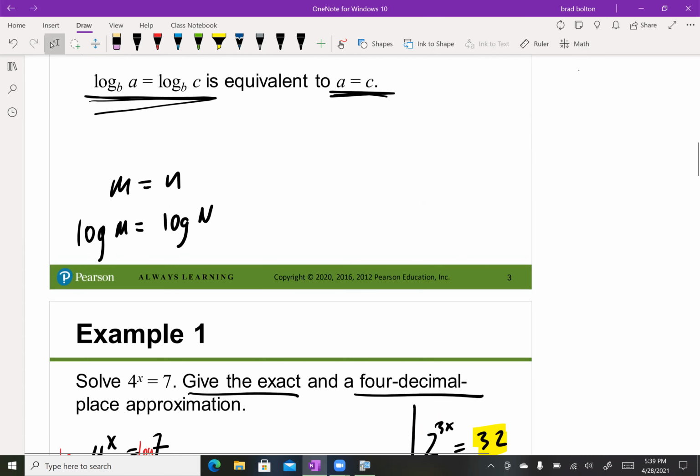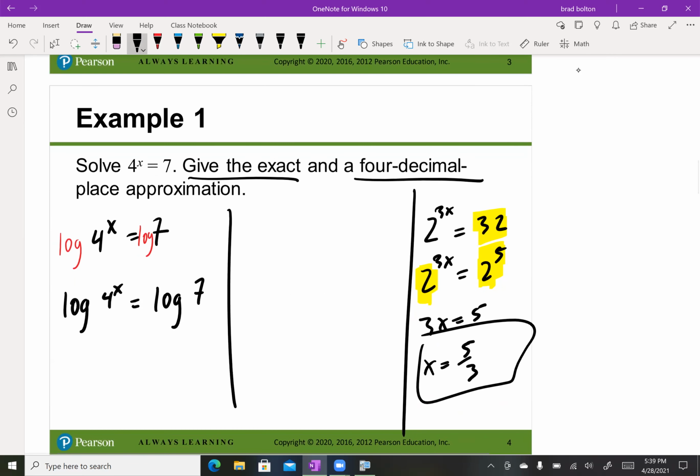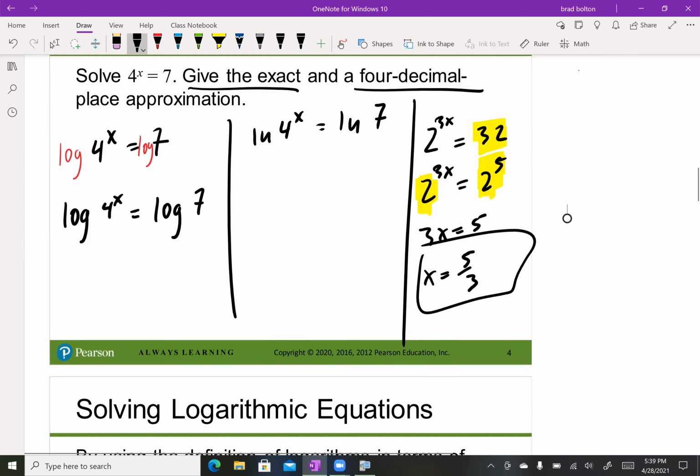And remember, it says base B right here, but I'm just going to use base 10 because if I need to do a decimal approximation, I have base 10 on my calculator. I could have just as easily done this as well, guys. I could have done natural log of 4 to the x equals natural log of 7. Both would give me the same answer, and I'll show you that in a second.